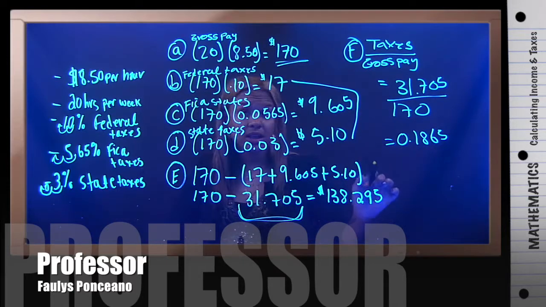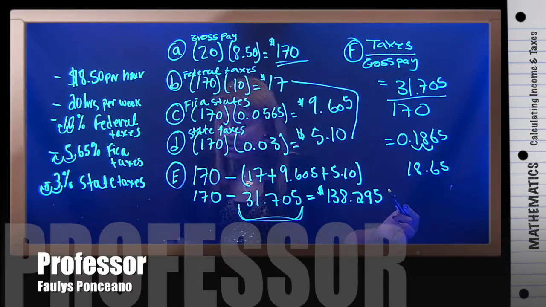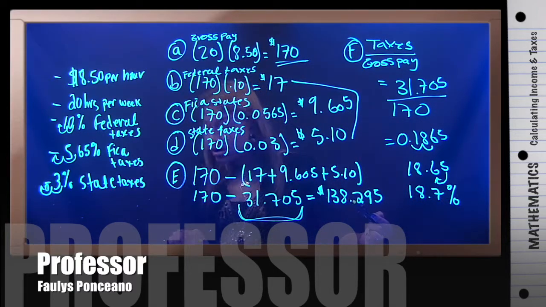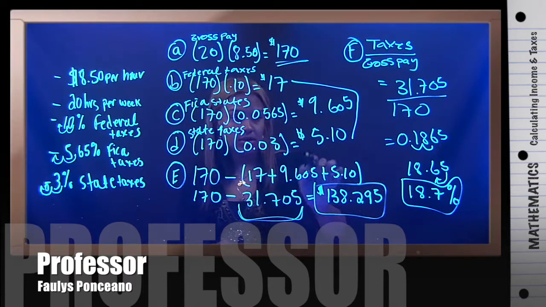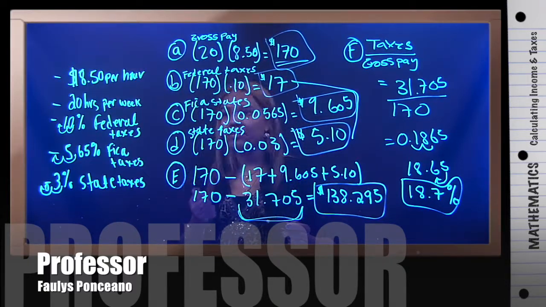0.1865. Now they want a percent. So 1 and 2, 18.65. They want me to round to the nearest 1/10. The 5 changes to 6, so it becomes 18.7% withheld in taxes from your gross pay. So that would be for F as a final answer. So each answer is right here. And those are all your answers from A to F for this example.